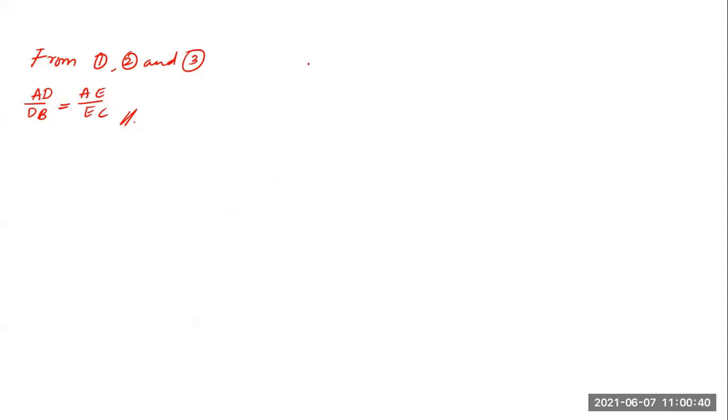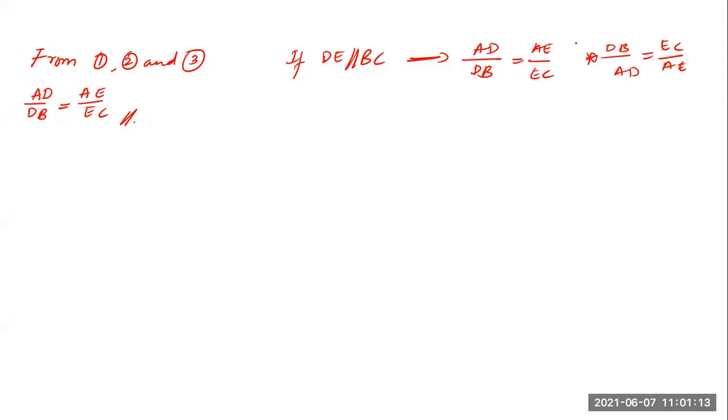So this is the theorem. If in a triangle DE is parallel to BC, then you can write AD by DB is equal to AE by EC. So this is one thing. And after this, you can make the reciprocal. If you make it a reciprocal, then this will become DB by AD is equal to EC by AE. So that is also true now.